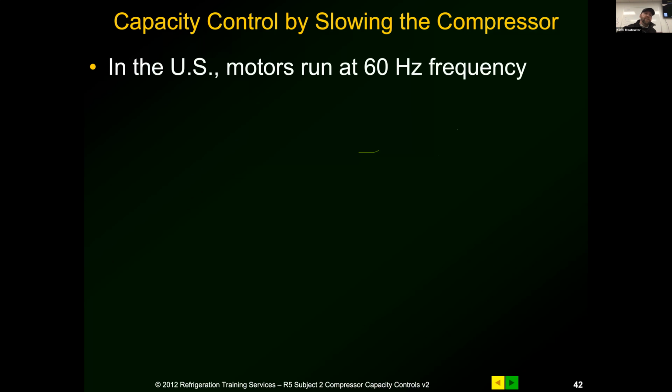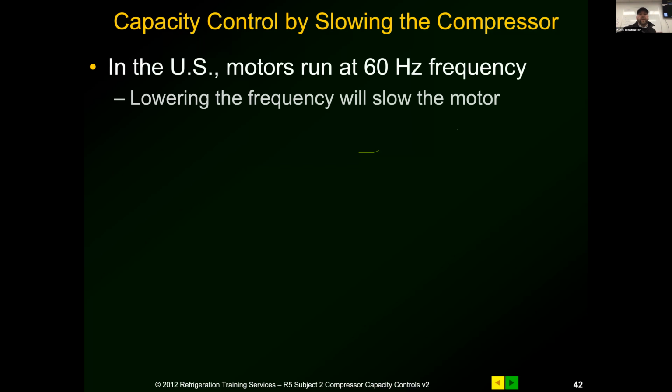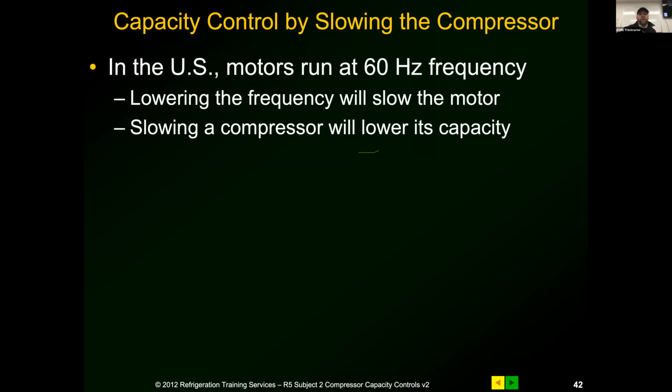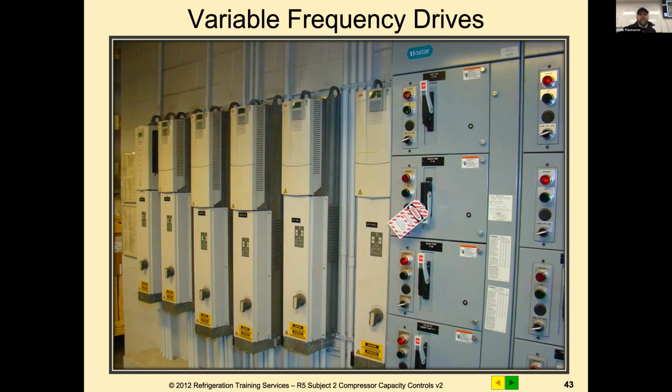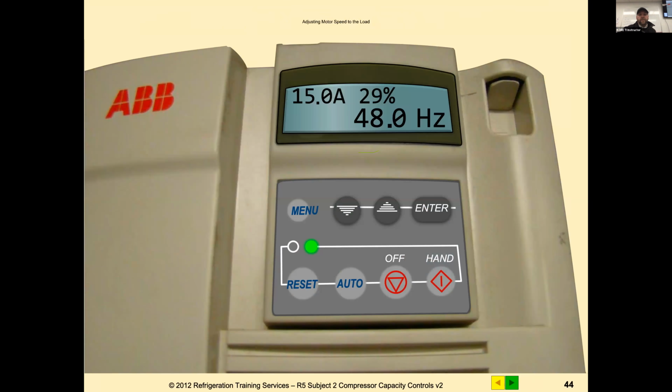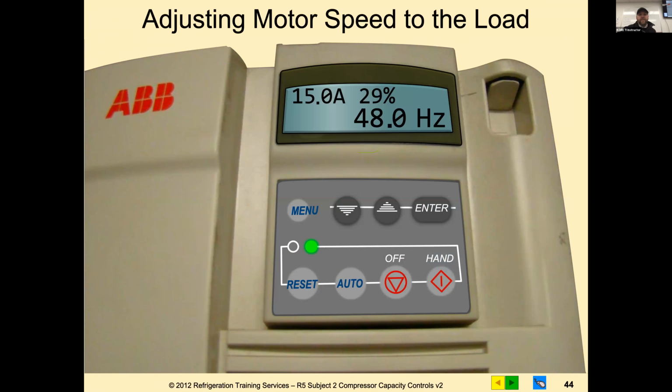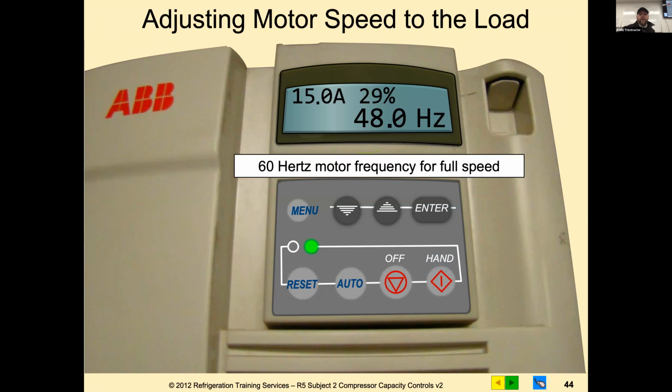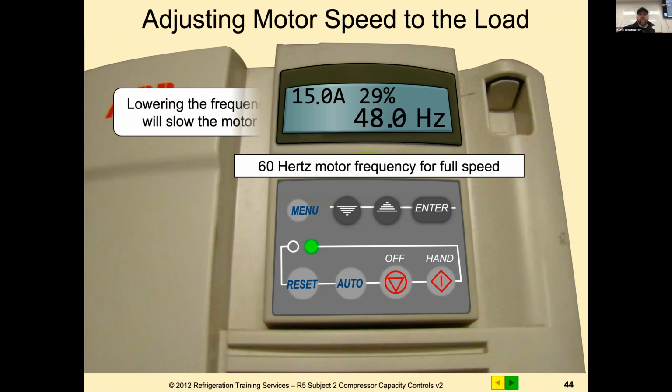So here's VFDs. Capacity control by slowing the compressor. In the US, motors run at 60 hertz frequency. Lowering the frequency will slow the motor, and slowing the compressor will lower its capacity. So here's your VFDs, adjusting motor speed at the load. 60 hertz is full speed. Right here, we're at 48 hertz.